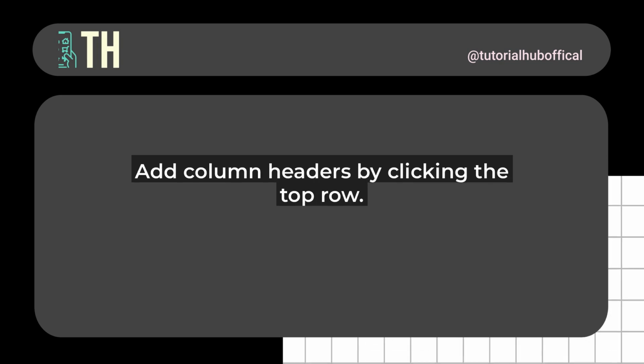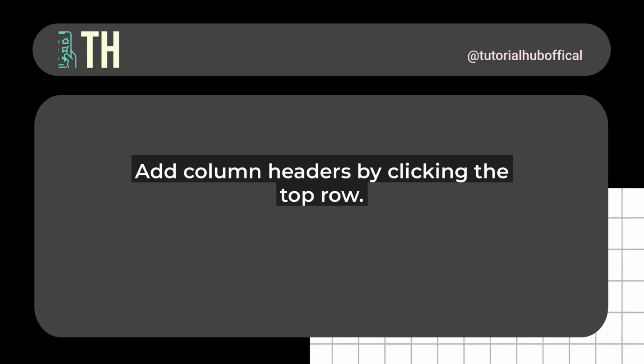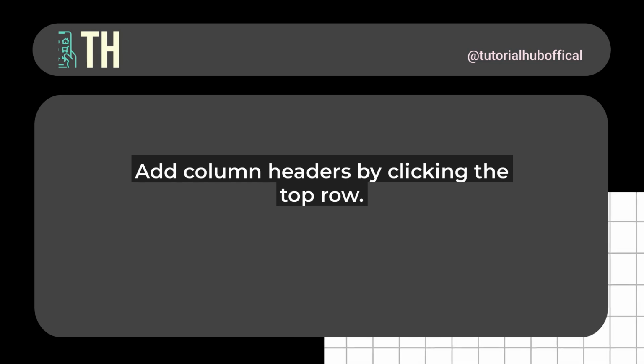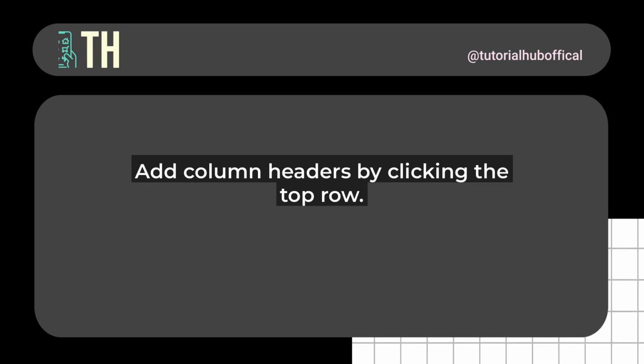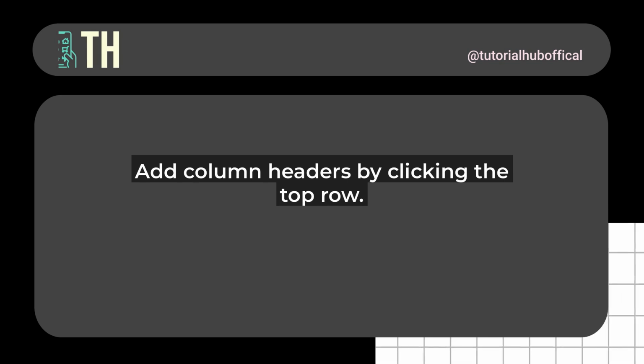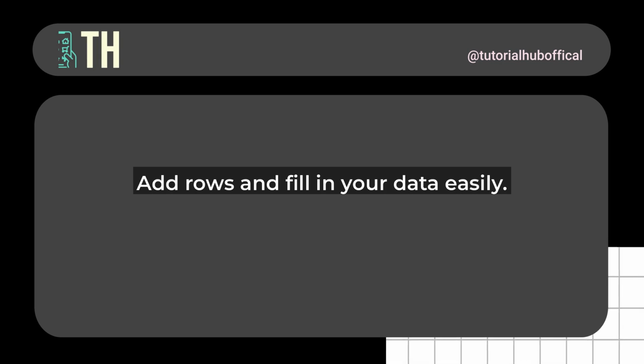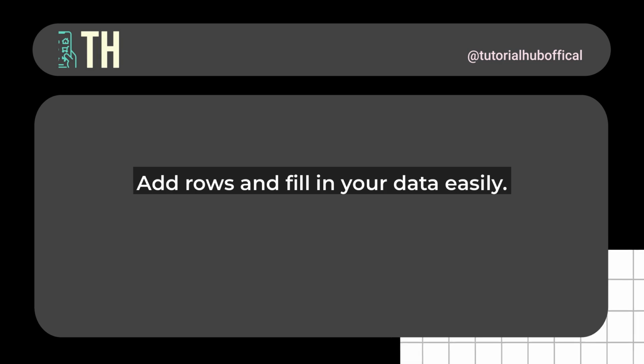Step 3. To add rows, simply click the plus button at the bottom of the table or use the tab key. Fill in your data, type in descriptions, dates, or any details you need. Notion makes it intuitive, so you can edit on the fly.